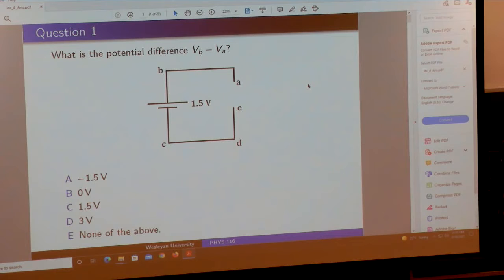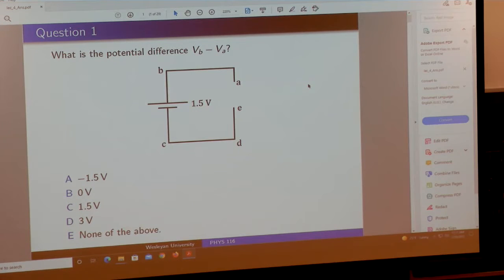Right, so here, this is not a capacitor. What is this? This is a battery, yes. So we have a 1.5 volt battery and 2 wires connected to it. It's not a complete circuit. I'm asking about VB minus VA. I've labeled 5 different points. Yes. So is A connected to E? No, there's a break there. There's empty space.